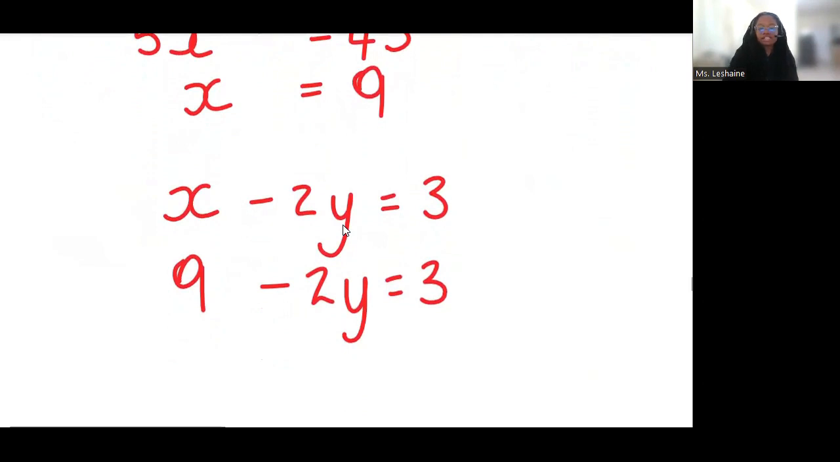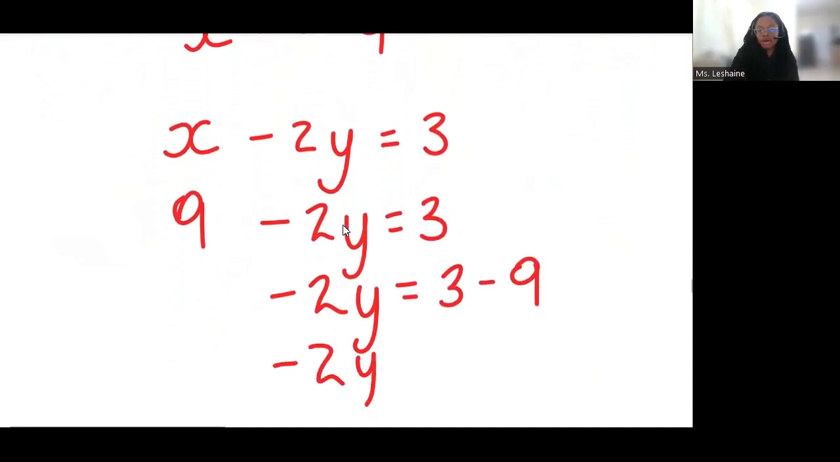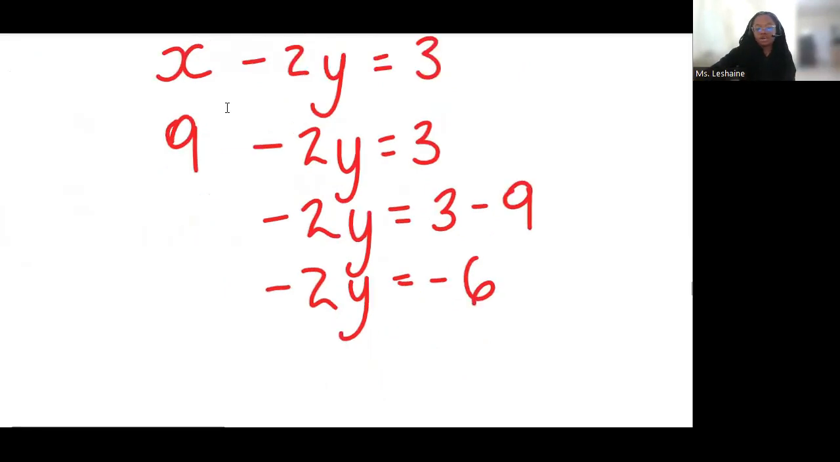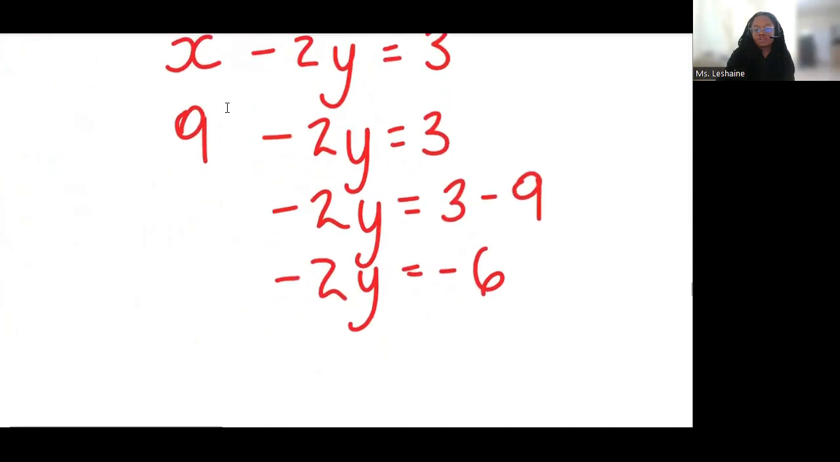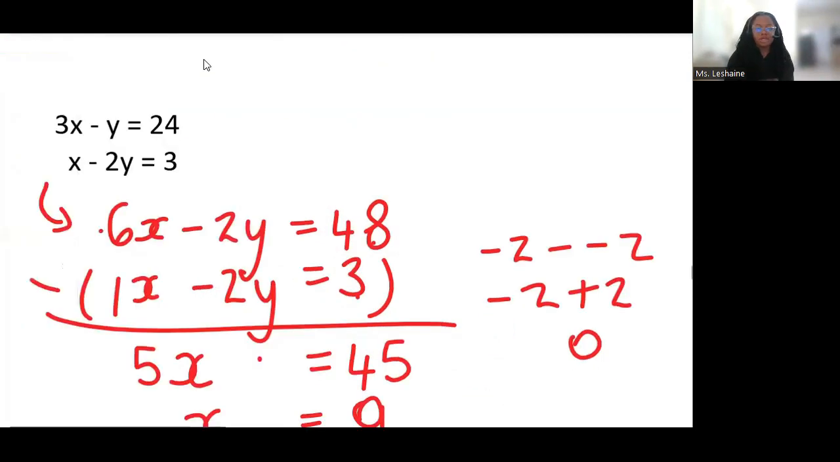I can go ahead and subtract a 9 from both sides. So that will give me negative 2y is equal to 3 minus 9. Negative 2y is equal to negative 6. Now, if I have negative 2 times y gives me negative 6, in order to find what y is, I have to divide both sides by a negative 2. So y is equal to negative 6 divided by negative 2. y equals 3.